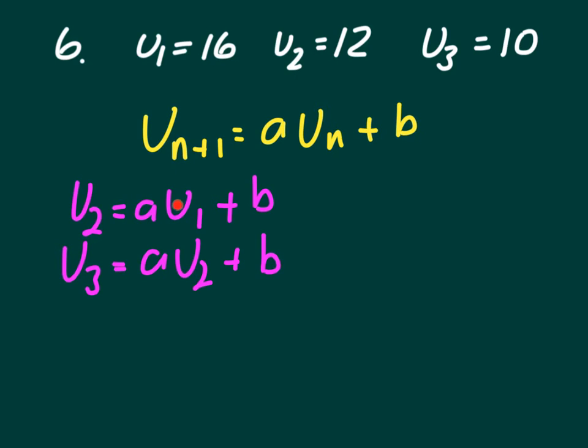So instead of u1, you're going to put 16. Instead of u2, you're going to put 12 in 2 places, and u3 here. That's going to create some simultaneous equations which you can then solve to work out what A is and what B is. Then you can answer the question about the limits, and then you can find the limit formula. Remember, the limit formula is B over 1 minus A.